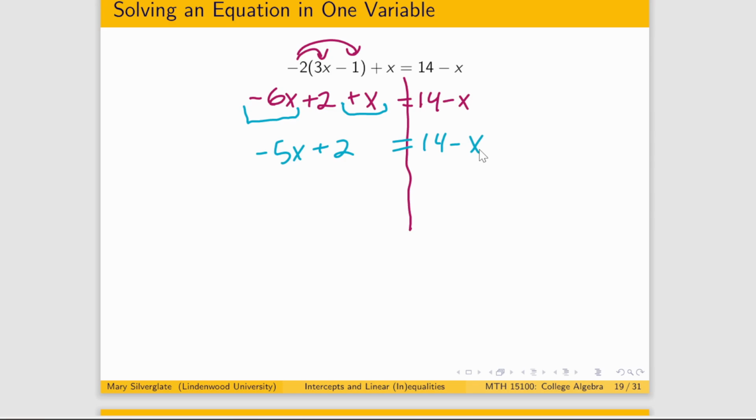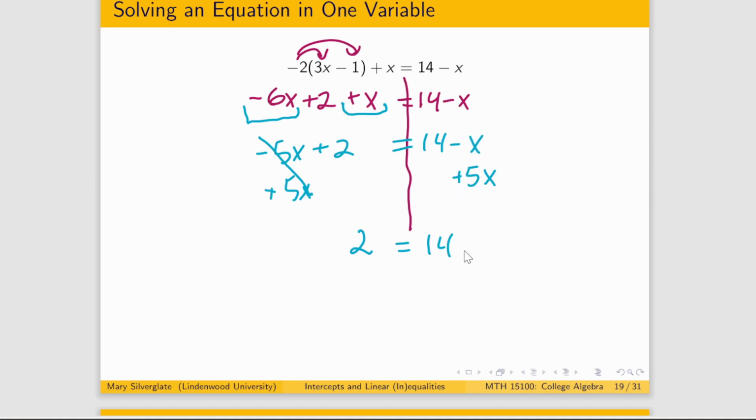That's totally fine. Then I want to move all x's to one side. Here, there's not necessarily an obvious candidate for which side. I like to keep my x's positive if I can, so I'm just going to add 5x to both sides to get rid of adding negative 5x. Negative 5x plus positive 5x makes 0. And I'm left with 2 is equal to 14.